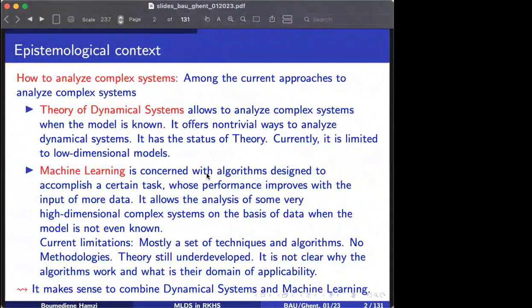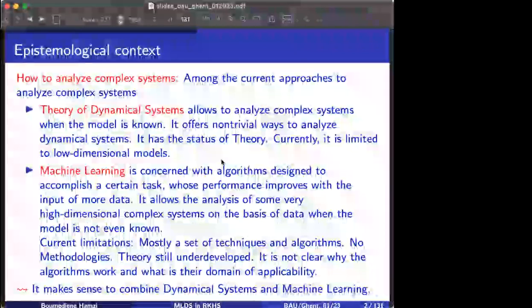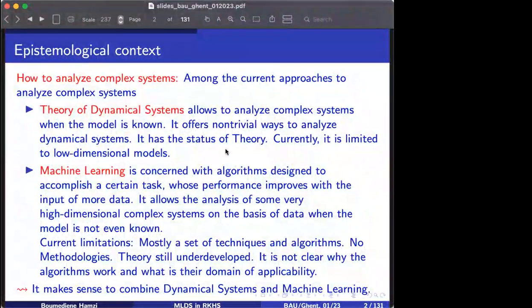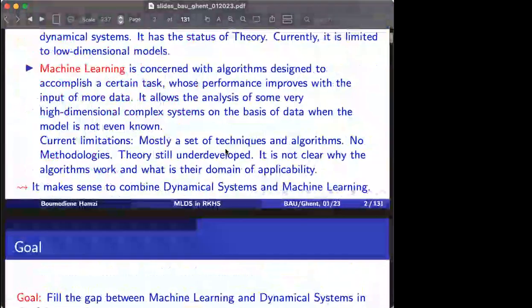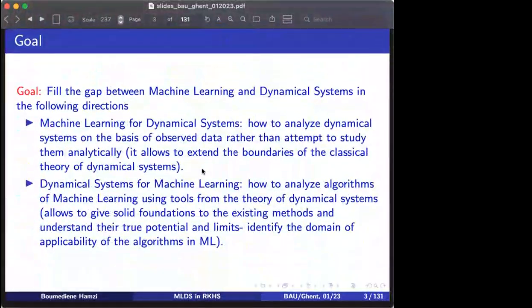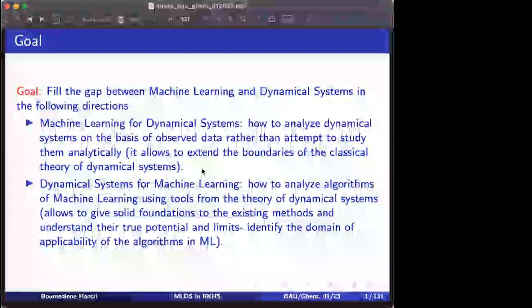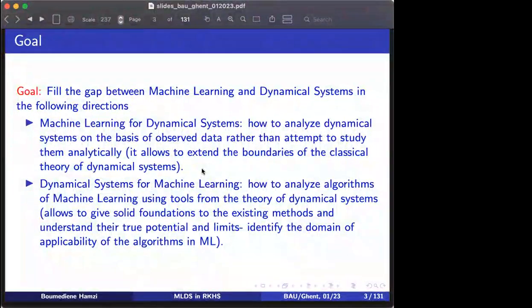By looking at these two definitions, it makes sense to combine dynamical systems and machine learning to strengthen each other. This combination goes in the following directions. The first direction is machine learning for dynamical systems, where the goal is to analyze dynamical systems on the basis of observed data rather than attempt to study them analytically. This would allow us to extend the boundaries of the classical theory of dynamical systems.